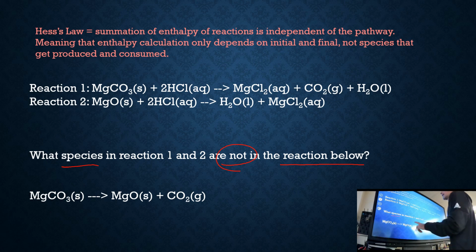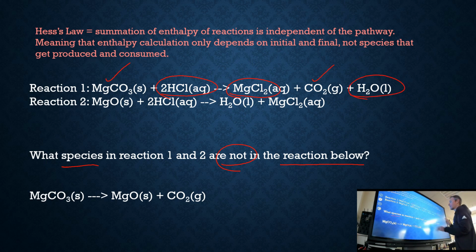So we look at, first thing, we have magnesium carbonate. We don't have hydrochloric acid, so that one's going to get rid of. We don't have MgCl2. We have CO2, and we don't have water in the final reaction. Take the second reaction, we have MgO right here. We do not have hydrochloric acid, we do not have water, and we do not have magnesium chloride.